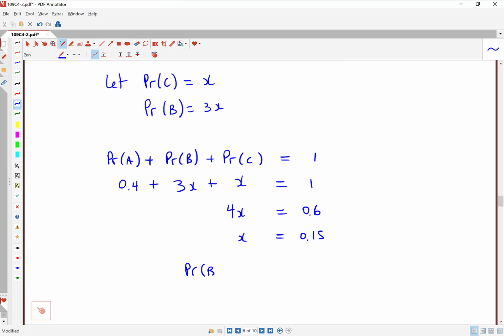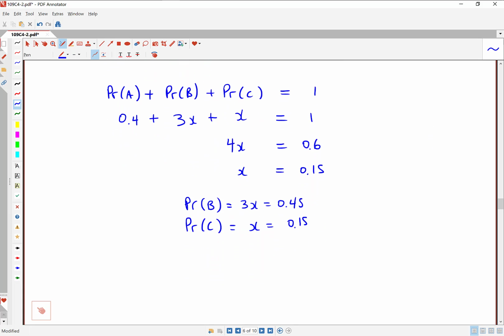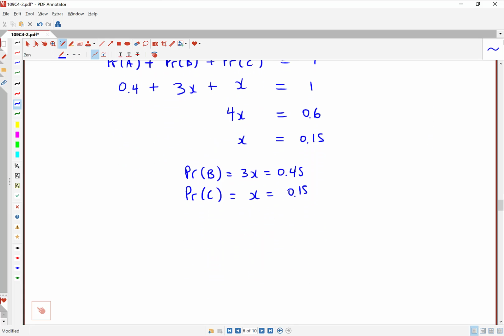So I'm just going to write those out before we build our table. So probability of B we said was 3x, so that's 0.45. And probability of C we said was just x. So probability of C is 0.15. And now we've got all the information we need to write down our probability distribution.